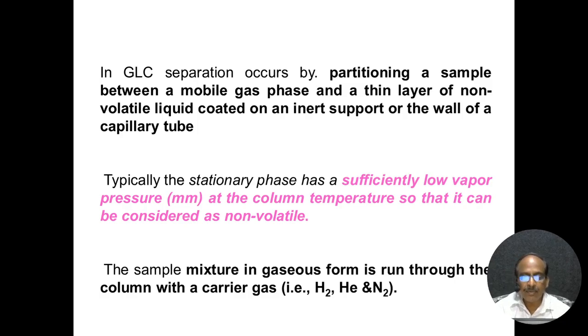In GLC, separation occurs by partition of the sample between the mobile phase and a thin layer of non-volatile liquid on the wall of the capillary tube. The stationary phase always has a sufficiently low vapor pressure at the column temperature, so that it can be considered non-volatile.